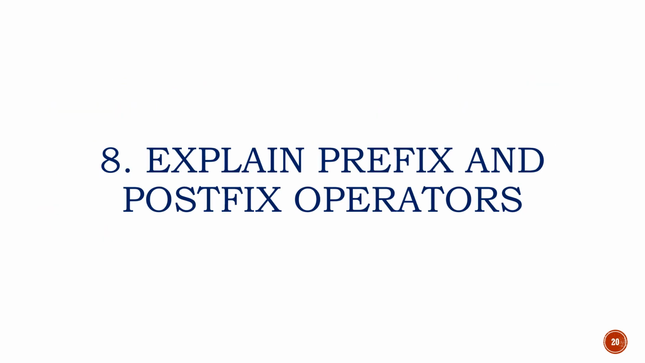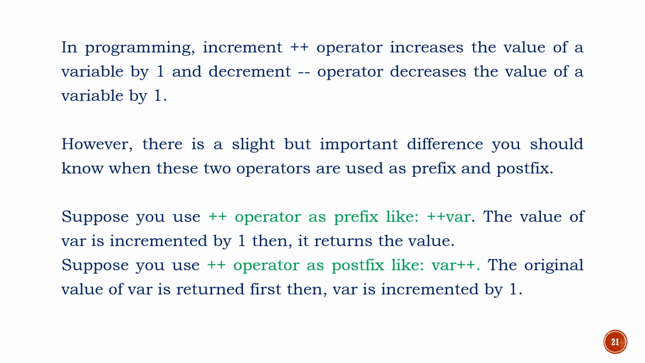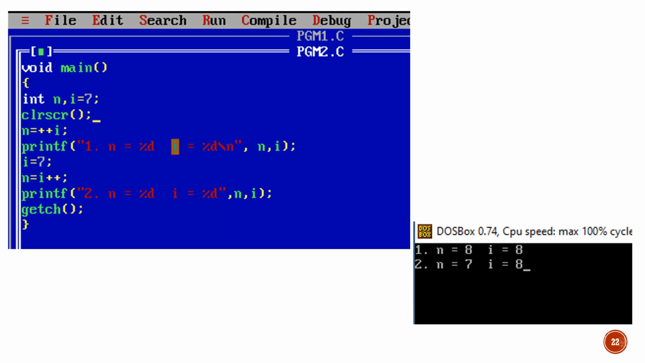Question number 8: explain prefix and postfix operators. An example for a prefix operator is plus plus var, where var is a variable. An example for a postfix operator is var plus plus. Now let us see what the difference between these two is.